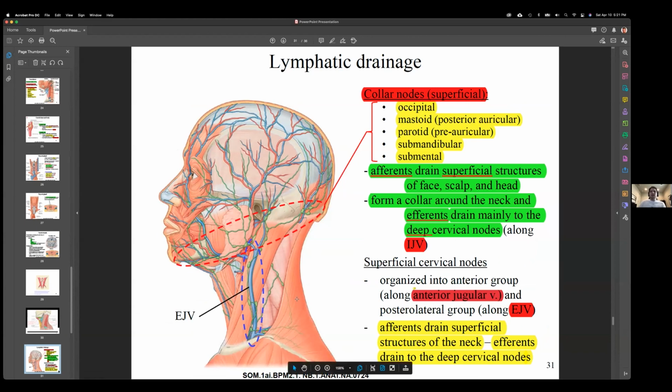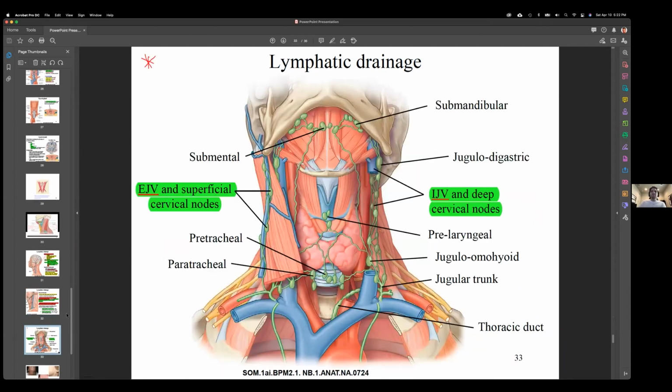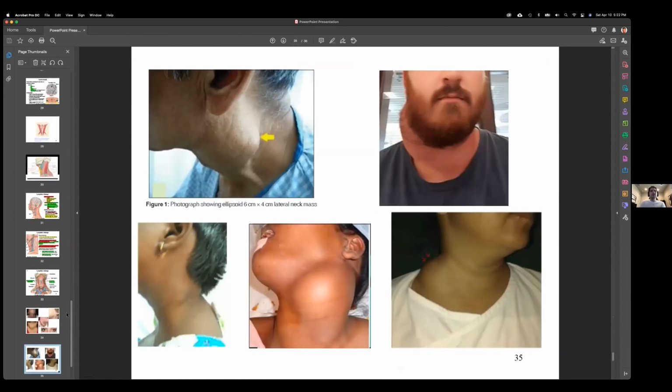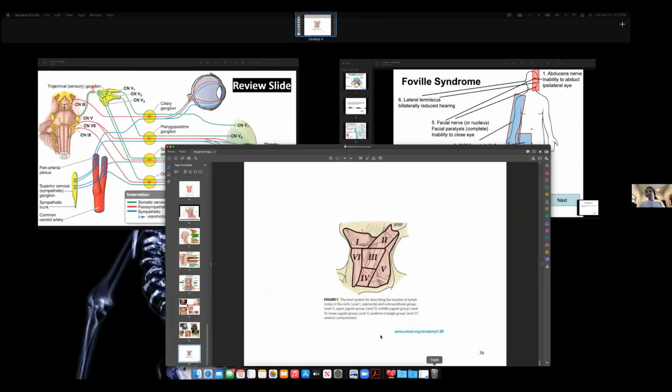These nodes are, as we were saying earlier, a little tricky. It's not very intuitive reading through this. Just know that all the drainage points come from the face down to the end of the mandible and track down. We did see, these are important. Jugulodigastric deals with the tonsils. Jugulo-omohyoid is going to deal with the tongue. Okay, and that's that.